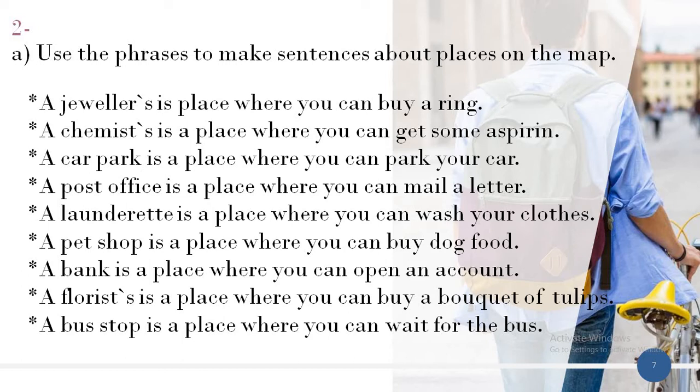Surf the net or open an account. A bank is a place where you can open an account. Good. Buy a bunch of tulips. A florist is a place where you can buy a bunch of tulips.